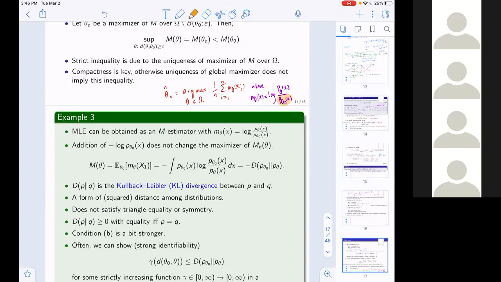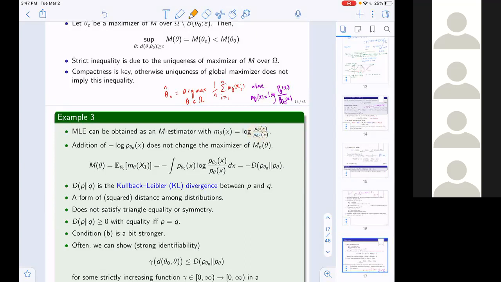So you'd have this summation, 1 over n sum i from 1 to n of log p theta of x, minus 1 over n sum i from 1 to n of log p theta naught of x. And that term is constant. So you're shifting the objective function by a constant, so the maximizer is not going to change. So the MLE is still a solution of this, and this is more convenient for theoretical analysis.